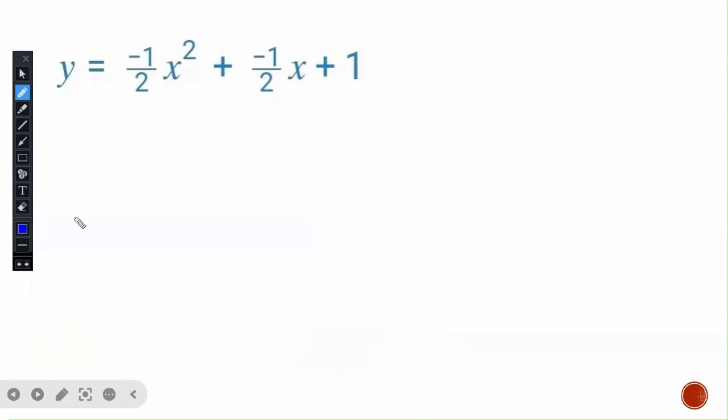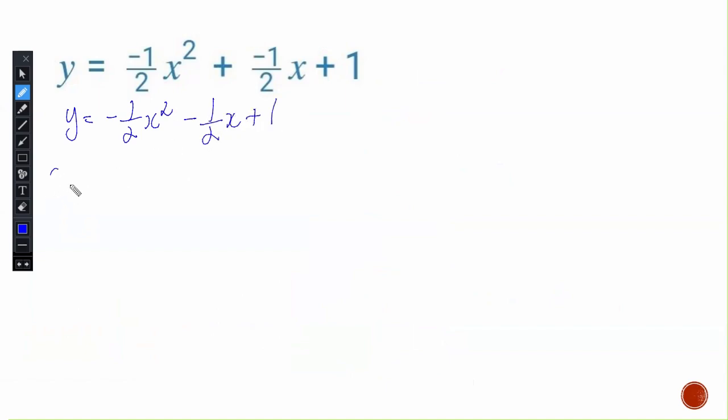Okay, now we have another fairly complicated equation here. y is equal to negative 1 over 2 x squared plus negative half x plus 1. So if you allow me to write it properly: negative half x squared, and then plus minus is just minus, half x plus 1. We're still going to start by number 1, calculate the intercept with the axis.